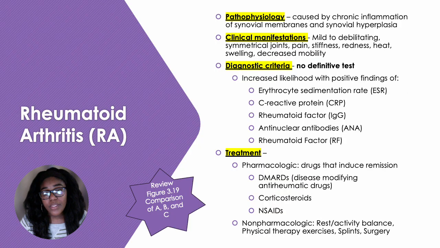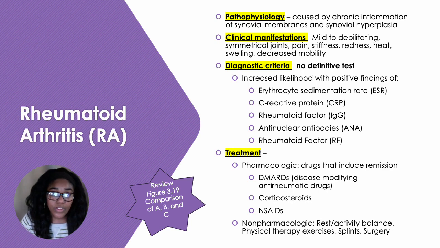In your textbook, it does discuss arthritis as the degeneration or inflammation of the joints, but right now we're just going to focus on rheumatoid arthritis. So please don't do double work, just focus on rheumatoid arthritis. And this is caused by chronic inflammation of the synovial membranes and synovial hyperplasia. When we talk about synovial, this is an area of the joint. And when we talk about hyperplasia, this is the enlargement of those joints or areas.